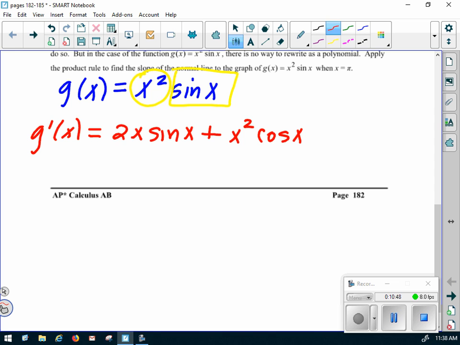Now I want you to notice, do you notice that I put the x squared in front of cosine x instead of behind it? If you put it behind it, here's what you're going to want to do. You're going to want to say that's cosine of x cubed. It's not. Put trig functions at the end.